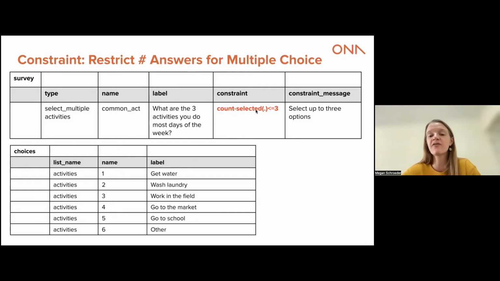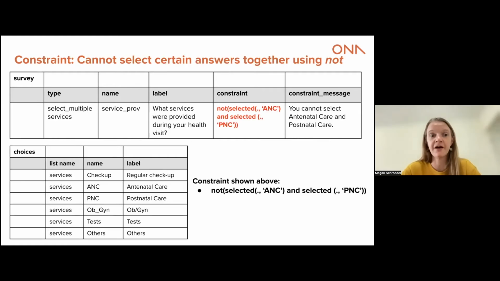Here we reference the function. Sorry, guys. We reference the current question with the period, and then we say less than or equal to 3. Then we have a nice constraint message to go with this: select up to 3 different options. This is very useful. Another useful constraint expression is using not.